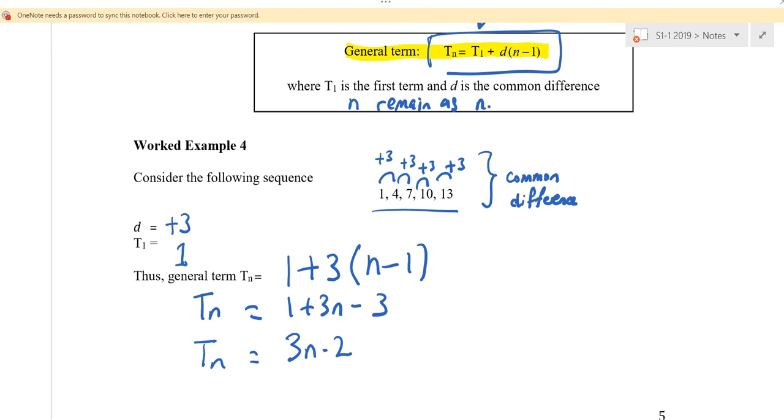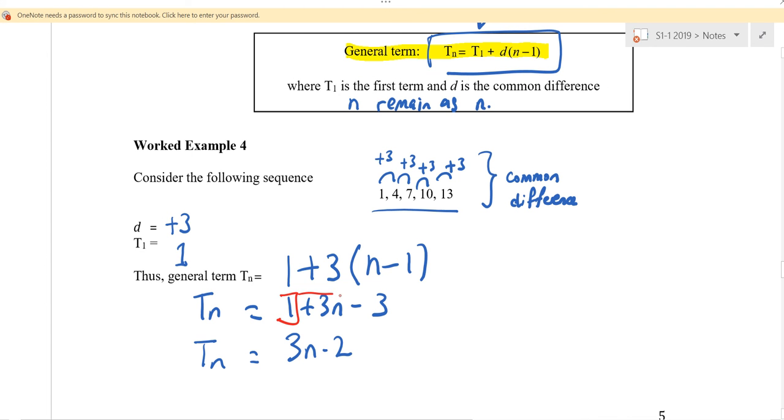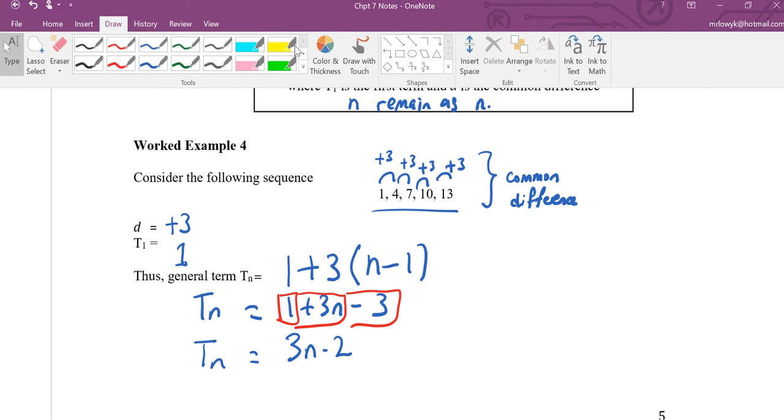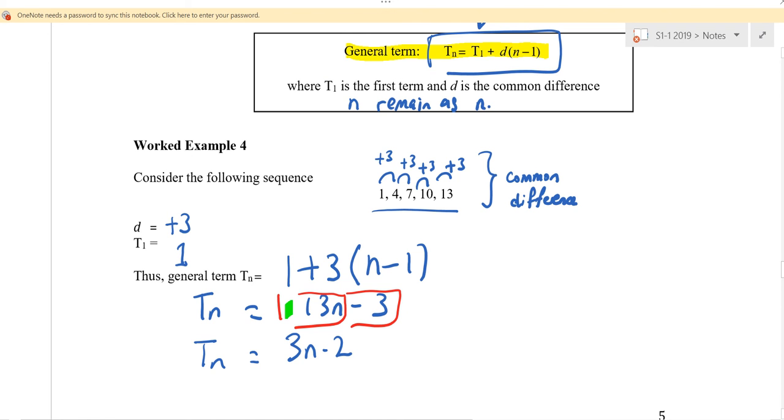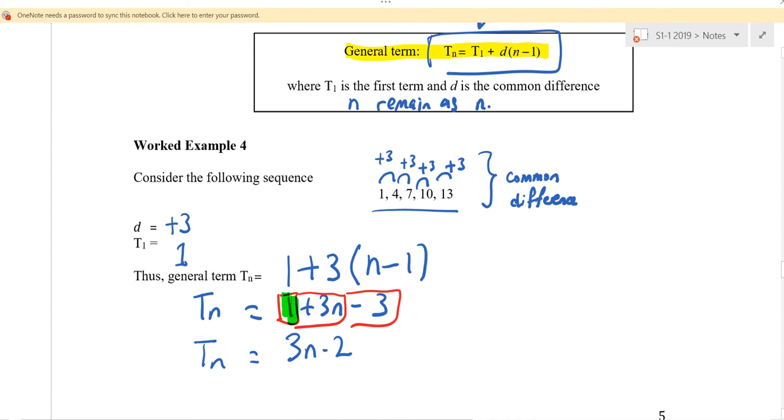Are you confused about the third one? Yes. How do I get the third one? I have 1, I have plus 3n, I have minus 3. So what numbers can combine together? We say only the like terms can combine together. So 1 minus 3 can combine together, and 1 minus 3 on calculator will give you minus 2. Understand?